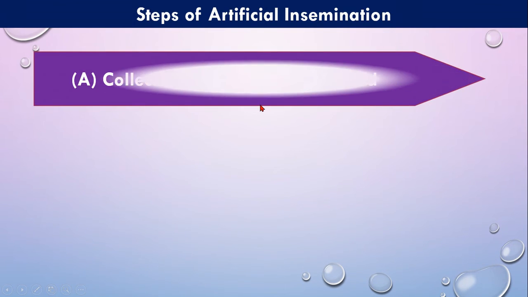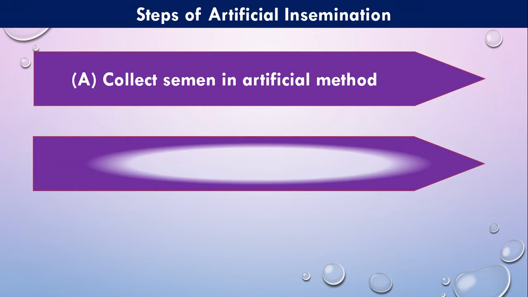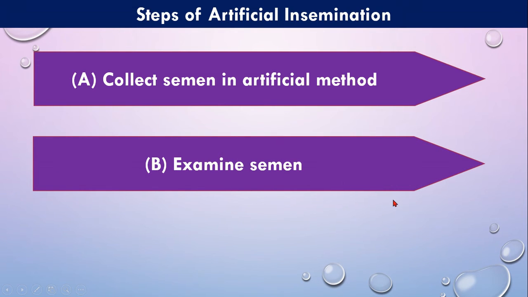You need to know the process. First of all, you have to collect semen by an artificial method. That means we collect the semen by the artificial method from the improved cow. Then examine the semen, to see whether it is immature or ineffective. That should be examined, because if the semen is immature or ineffective, it will reduce the productivity.